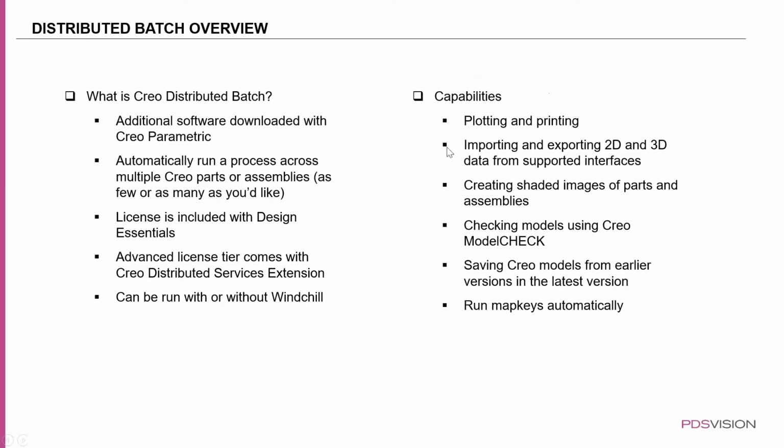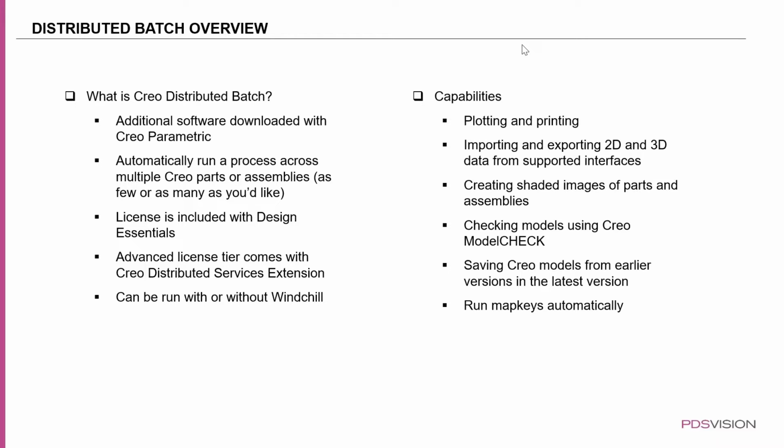Looking at the right side of the screen under capabilities, what are the operations that we can do with this? First we can plot and print. An example is we have a folder that has 100 different Creo drawings in it, and we want to automatically plot or print all 100 of those drawing files. Traditionally we would have to do that manually. We'd have to open up the first file, plot and print it according to the settings that we want to use, and then do that 100 times for each specific drawing.